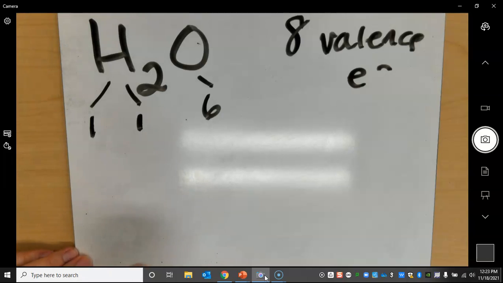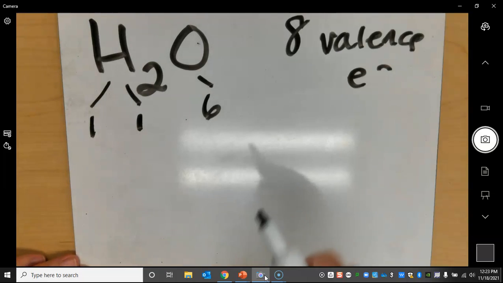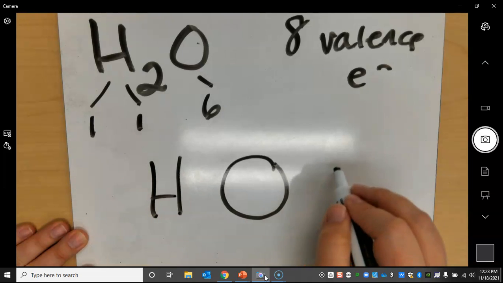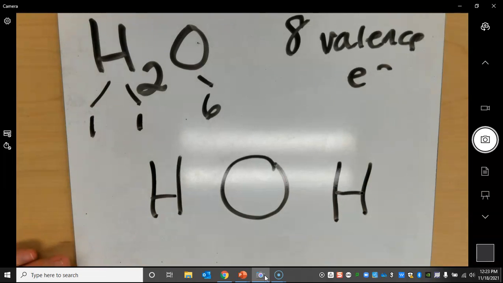My next step is to arrange the atoms spatially, so I have to select the central atom. Now, a couple rules about that. Hydrogen can never be a central atom because it can only make 1 bond. And carbon will always be a central atom. Beyond that, if you have to pick, the less electronegative atom goes in the center. Here, it's really not an issue because hydrogen can't be a central atom, so I know it must be oxygen. Okay? So I'm going to put the hydrogens on either side of the oxygen.